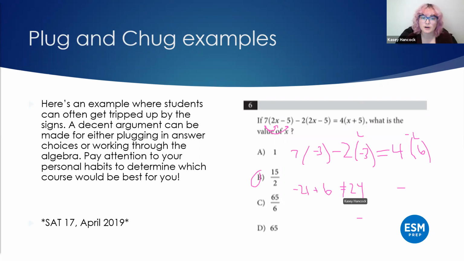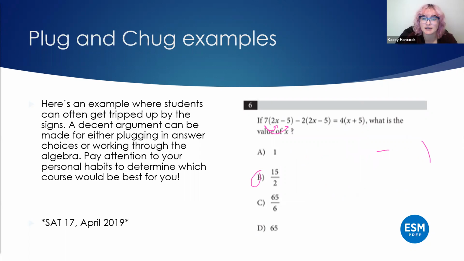So no, it's not 1. We'll do B, and then I'll leave plugging in C and D to the viewer. Okay, so we're going to do the same thing here, but now we're plugging in a fraction, which is why you can see how plug and chug here gets a little frustrating because now you have to deal with fractions. But as you'll see, it's not the end of the world.